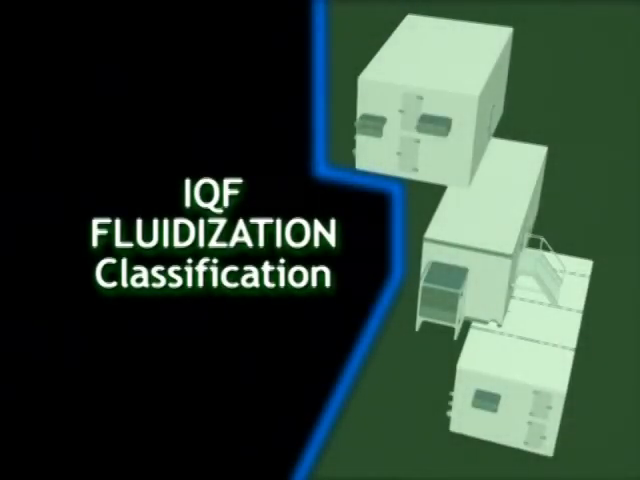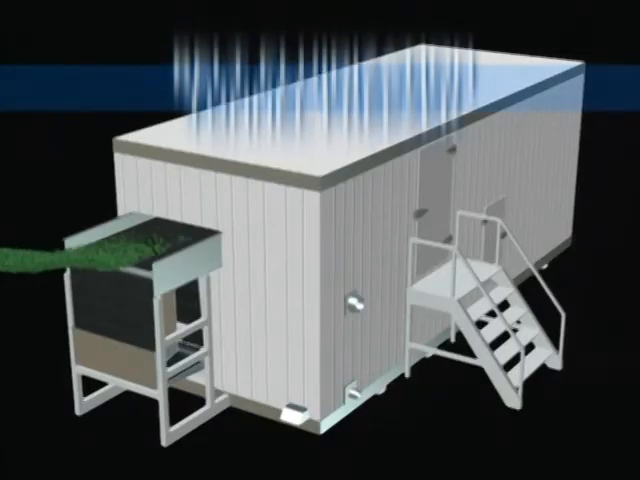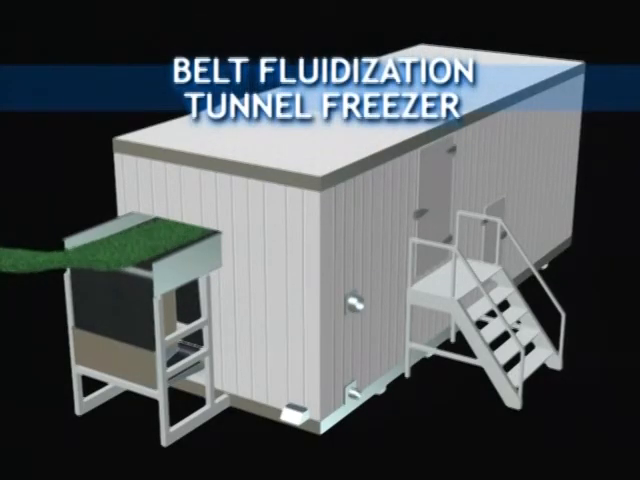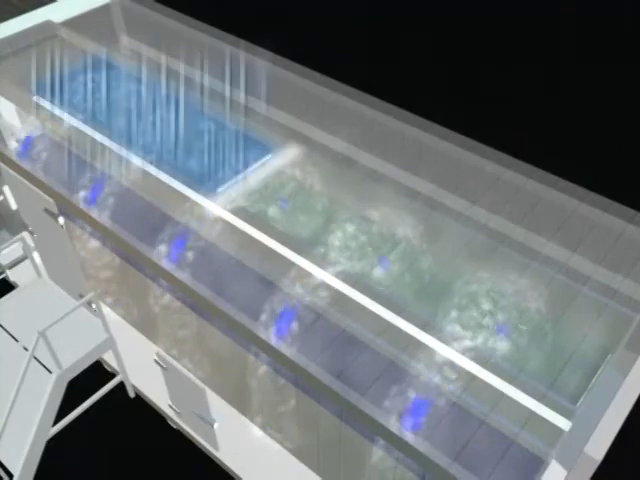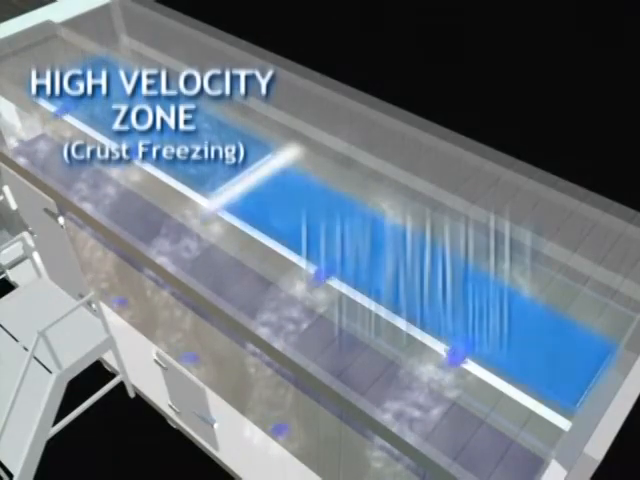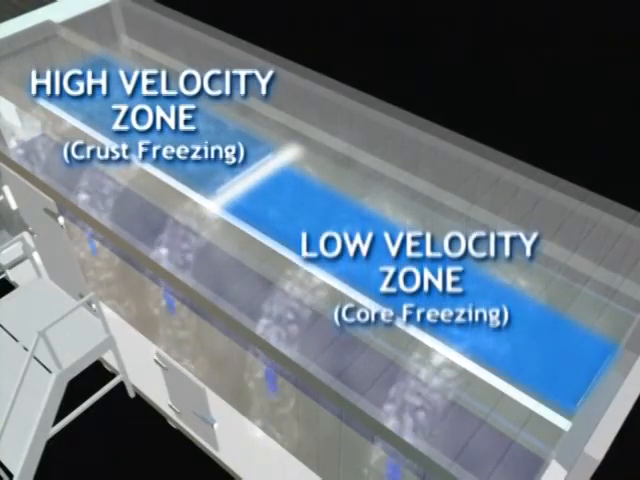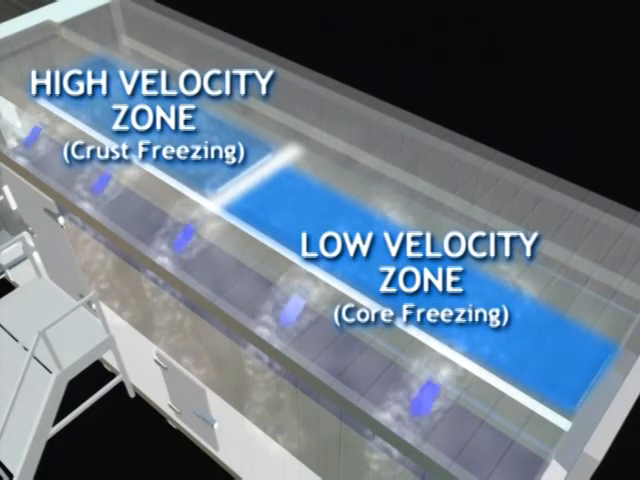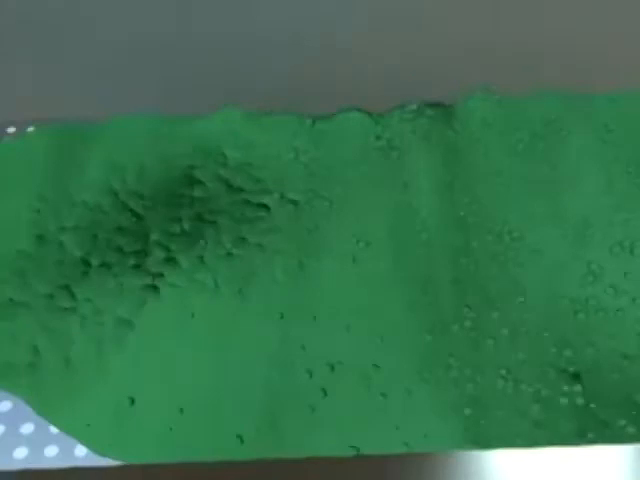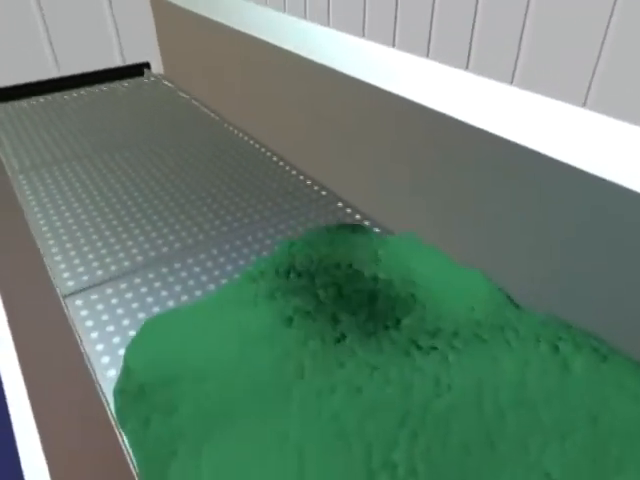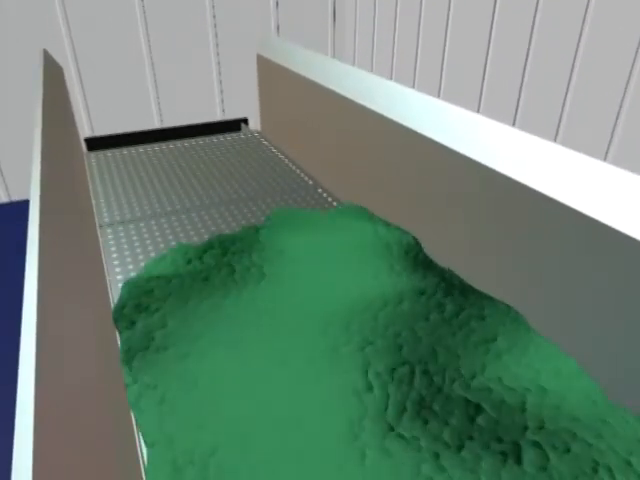Introducing the second classification, the Advanced IQF Fluidization Tunnel Freezer: the IQF Belt Fluidization Tunnel Freezer and the IQF Tray Fluidization Tunnel Freezer. This process is called fluidization freezing because as the air flows from a high velocity zone, crust freezing the product, to a low velocity zone, core freezing, the product flows like water, hence the fluidization effect.